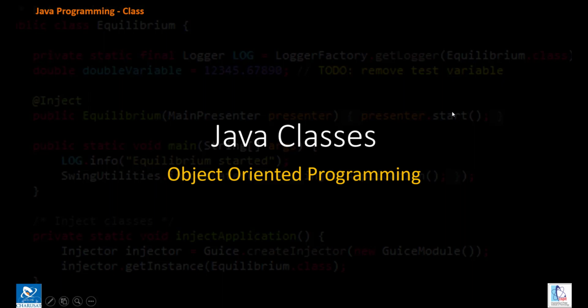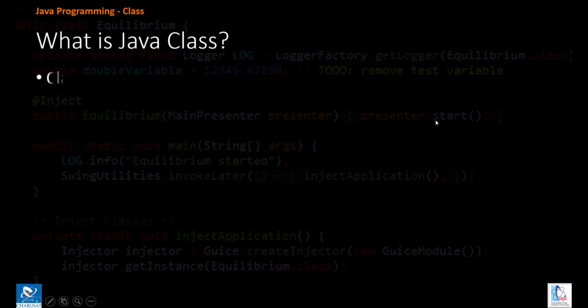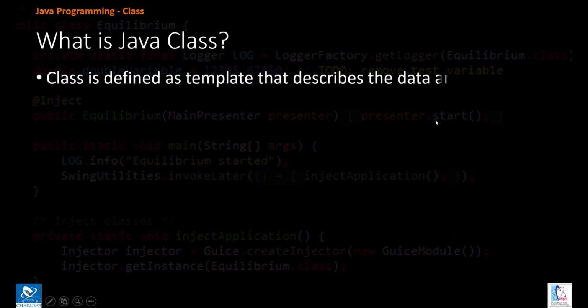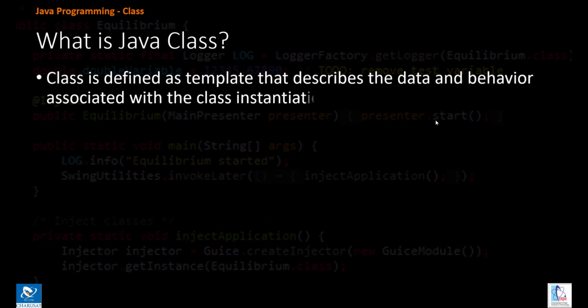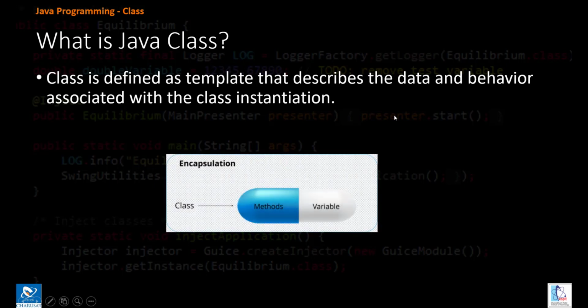The definition of a class is that it is defined as a template that describes the data and behavior associated with the class instantiations. Data means that the class would have different variables or constants, and behavior means the methods of the class. So basically a class defines the concept of encapsulation, which is the most important concept of object-oriented programming.